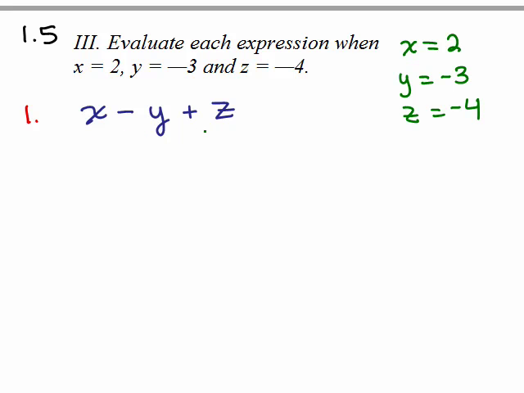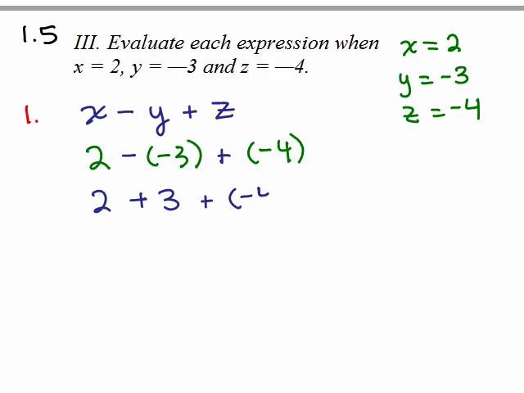We just plug those values in. In place of x, we're going to put a 2. In place of y, we're going to put a -3. And in place of z, we're going to plug in a -4. All right, so we have 2 plus 3, right? Because minus a -3 is plus 3, plus -4, which is 5 plus -4, or 1.